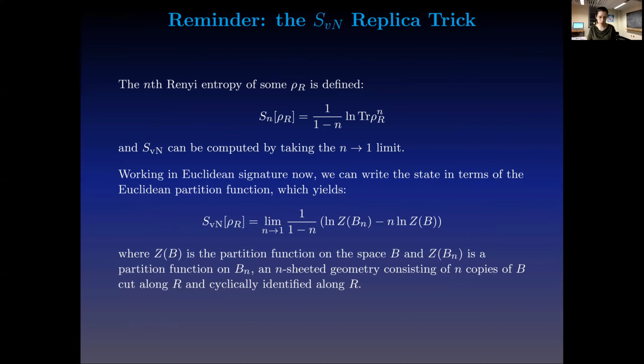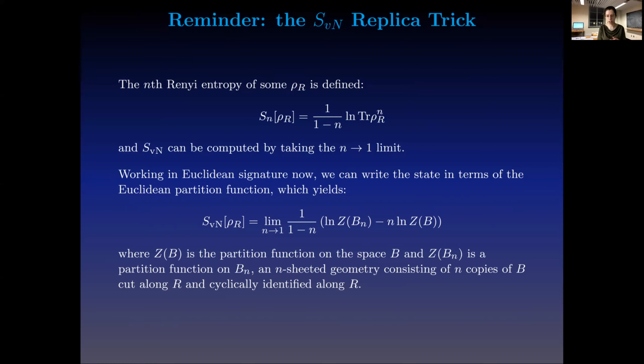I'm just going to stick with Euclidean signature from now on. So working in Euclidean signature, we can write the state in terms of the Euclidean partition function. And that just gives us the following formula. So this is essentially copied out of Lewkowycz-Maldacena. This here, Z of B, is the partition function on the space B. And Z of B_n is the partition function on B_n. So B_n is an n-sheeted geometry that consists of n copies of this manifold B that are cut along R and cyclically identified along R.